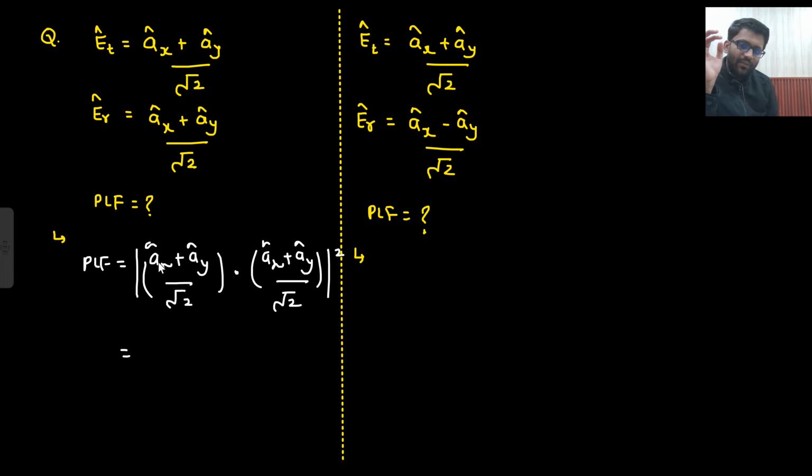Right? Square you need to do. Ax cap dot ax cap is 1, plus ay cap dot ay cap is 1, divided by under root 2 into under root 2, 2 whole square. So what you are getting? Polarization loss factor is 1.